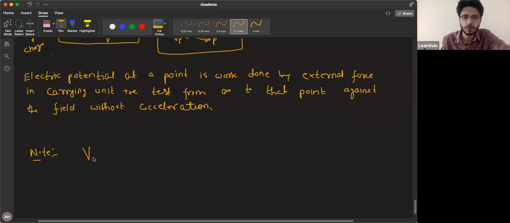See, potential is the work done by external force from infinity to a point P divided by the test charge. Does anyone remember the expression of work done in terms of field? How can we relate work done and field? Does anyone remember? It's an open question to all of you. Does anyone remember the relation between work done by external force and electric field? What's the expression?